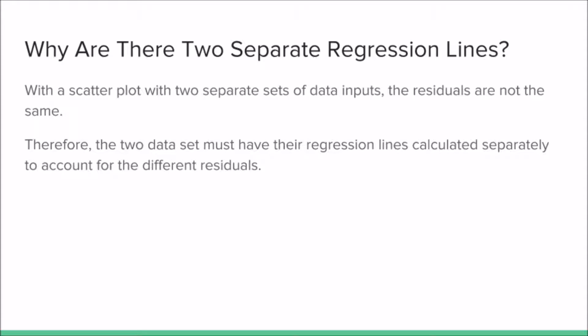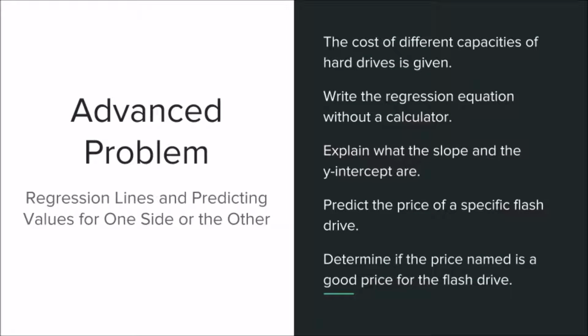Now, in the last slide, we found a brand new regression line to calculate the predicted swimming time. We had to do this because the two sets of data have entirely different residuals. They need to be calculated separately to account for the difference in residuals.